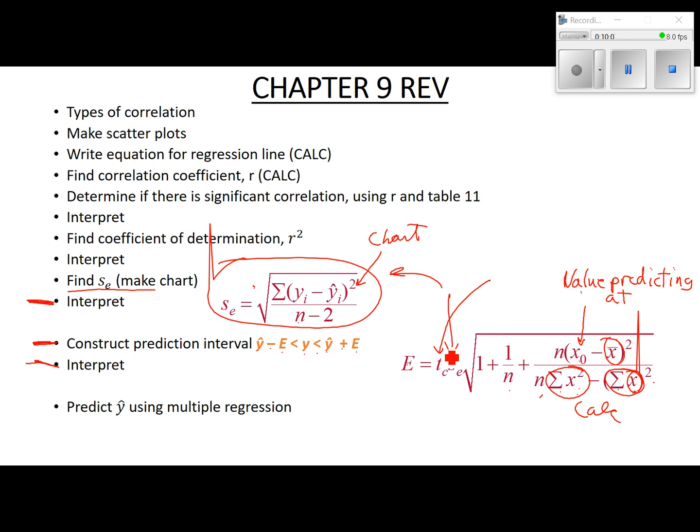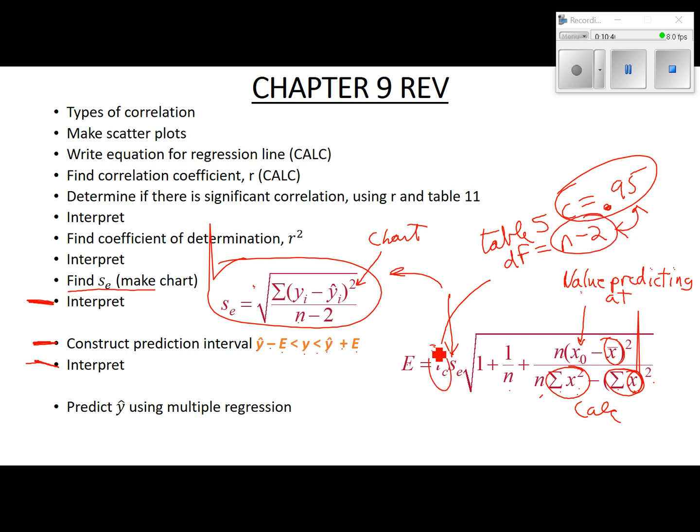Our t_c, this is our critical value. For the critical value use table 5, which is the t chart. And to do table 5, they're going to tell you a c, so they might say like the confidence level that you want is 95% or 0.95 or whatever. Use that number. And use your degrees of freedom, your DF. Remember DF for these is n minus 2. So you use those two things and you look up on the chart, and that's going to tell you your critical value that goes in there.